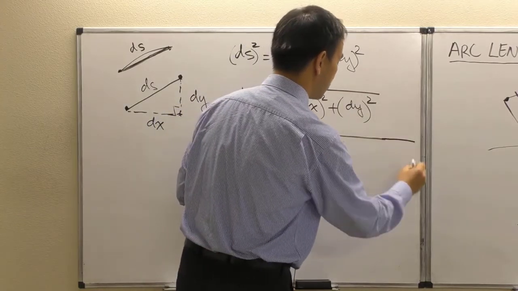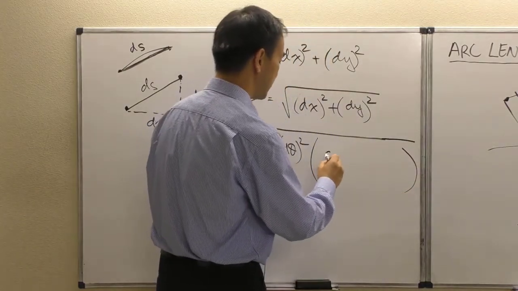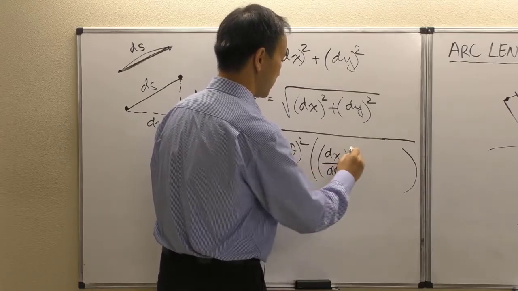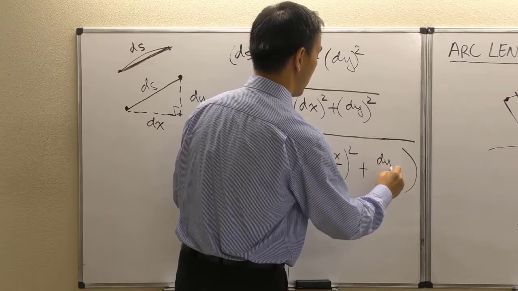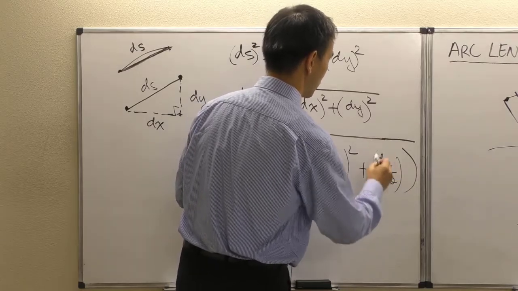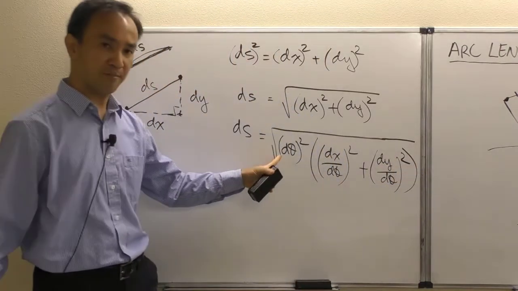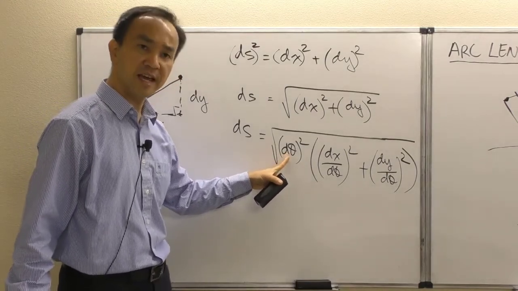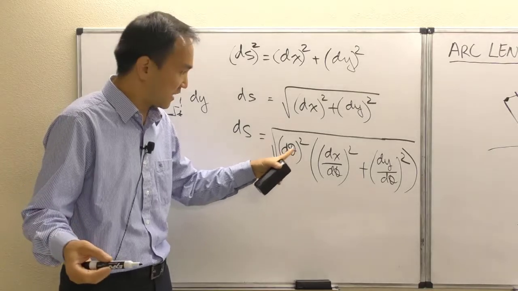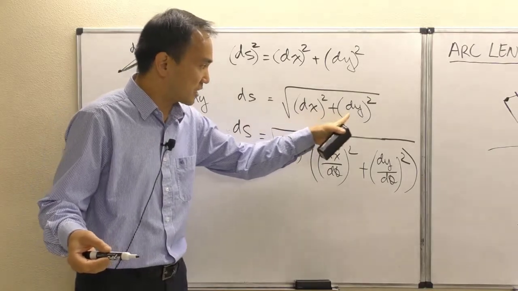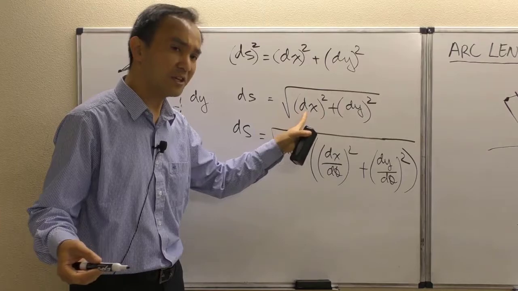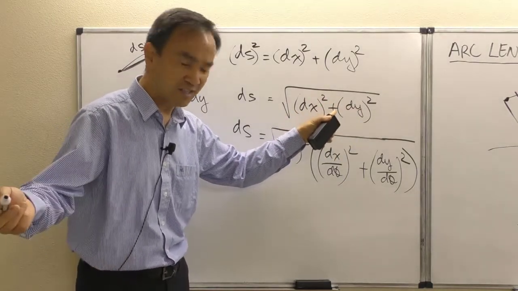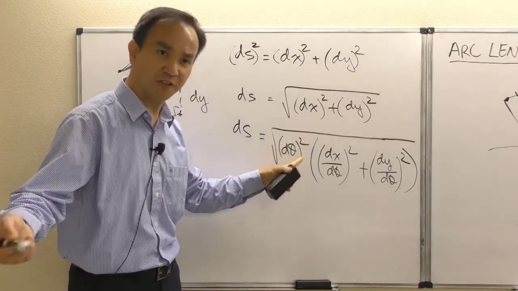inside a pair of parentheses, a dx over d theta squared plus a dy over d theta squared. That's what happened when I factored out an infinitesimally small change in theta, and theta is sort of like a third party expression that at the moment was nowhere in the formula, but then all of a sudden we can algebraically factor it out.